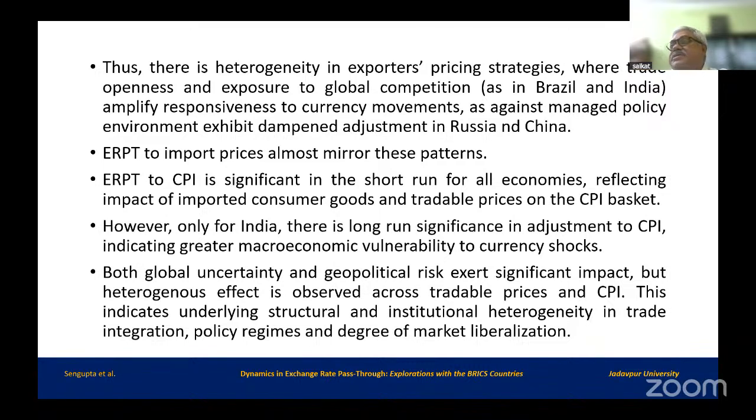Both global uncertainty and geopolitical risk exert significant impact, but a heterogeneous effect is observed across tradable prices and CPI. This indicates underlying structural and institutional heterogeneity in trade integration, policy regimes, and degree of market liberalization.